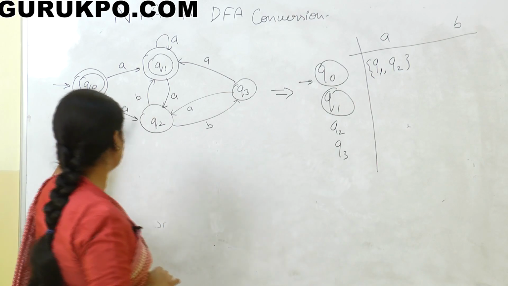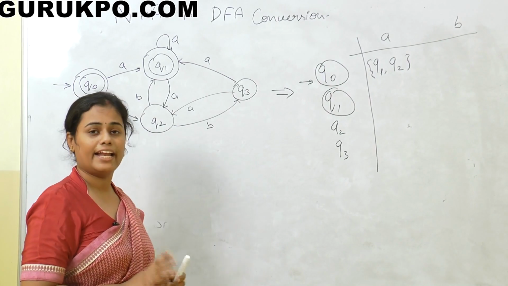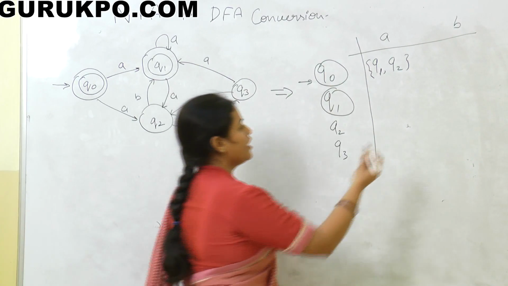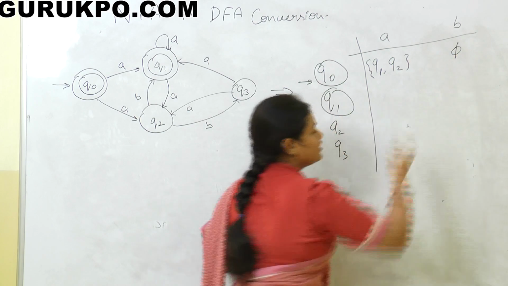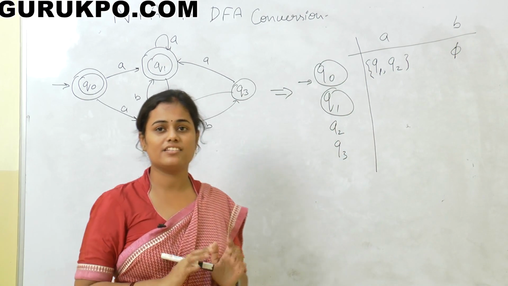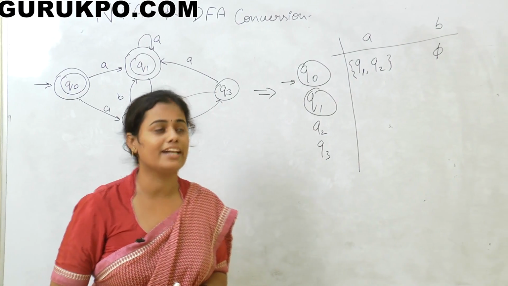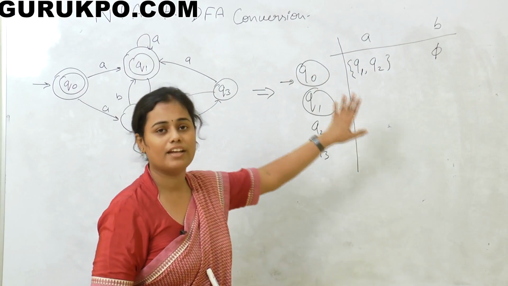Now, at state Q0, we have not applied any input B. We will mention here phi. This is also known as null. Phi is null. We are not giving the input B, that is why we have written null here.